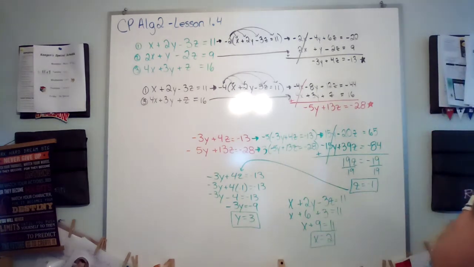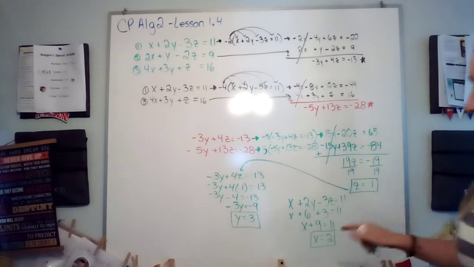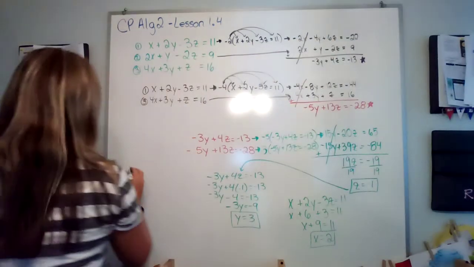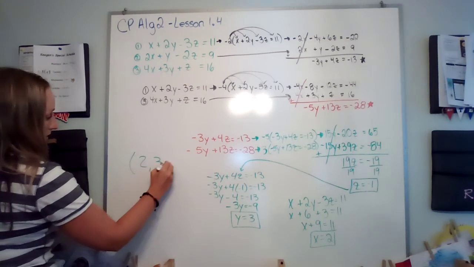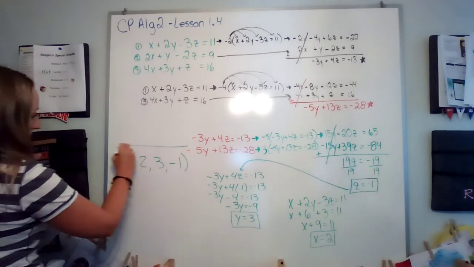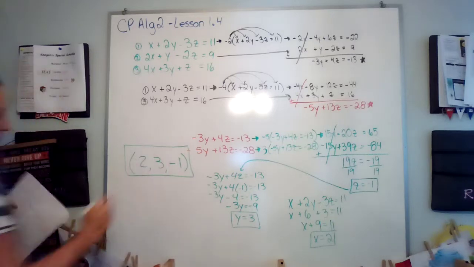When you are done, your answer is an ordered triple. We put it in alphabetical order: x, y, z. So your answer is (2, 3, -1), and that would be your final answer as an ordered triple in parentheses.